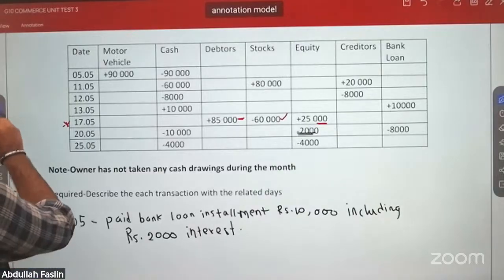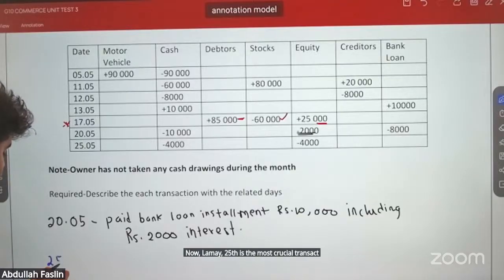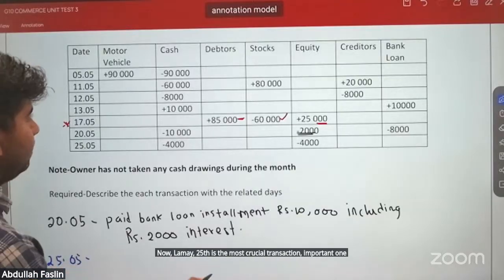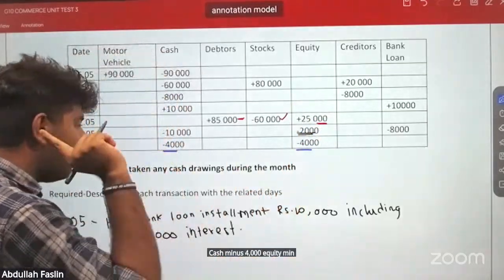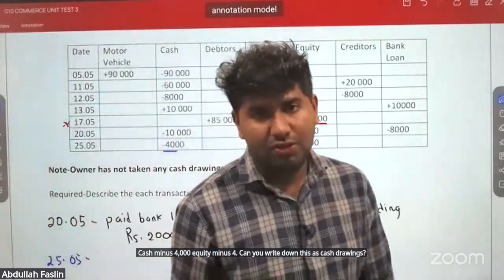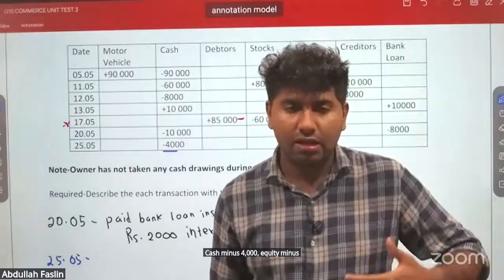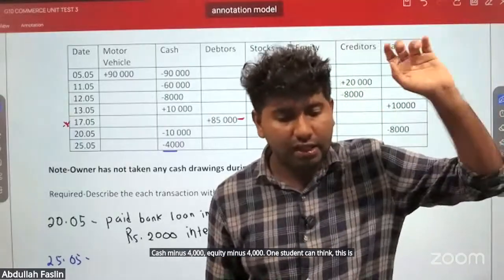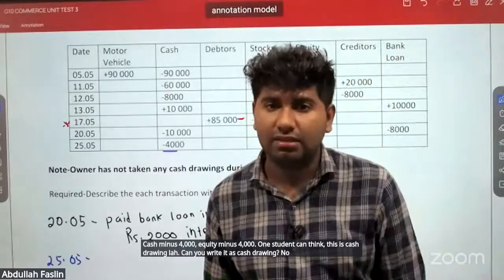Now, the 25th is the most crucial, important transaction. Cash minus 4,000, equity minus 4,000. Can you write this down as cash drawings? Yes or no? One student can think this is cash drawings. Can you write it as cash drawings? No. This is the reason.